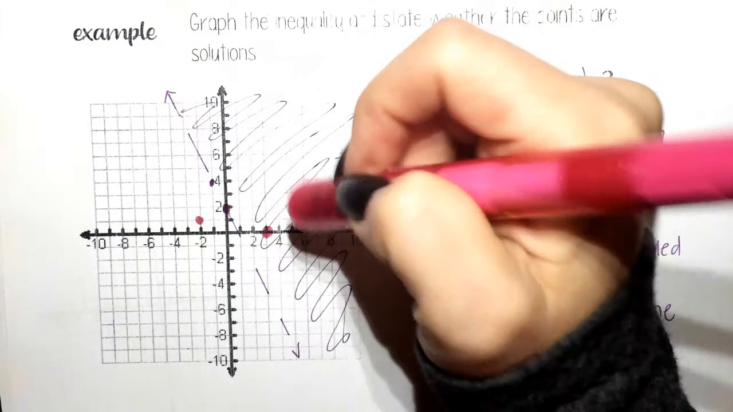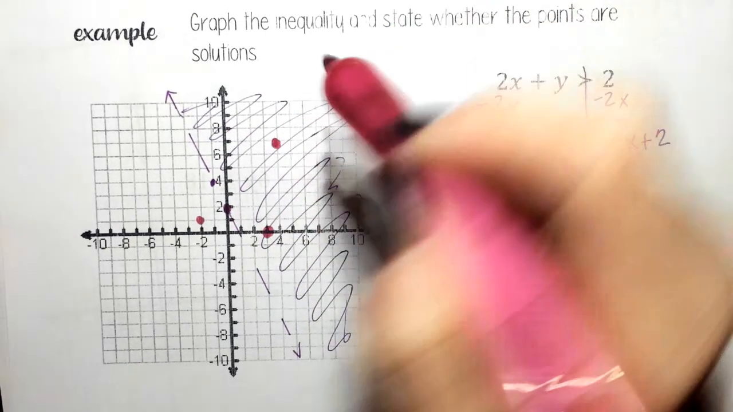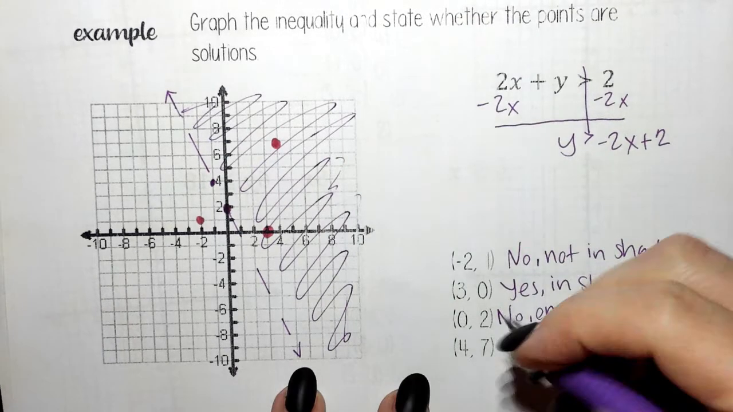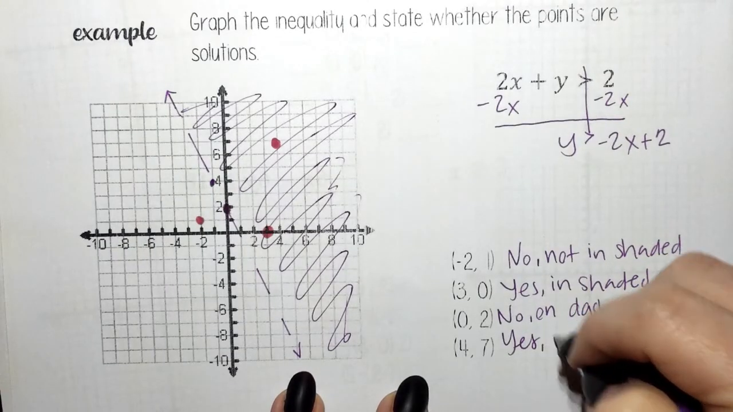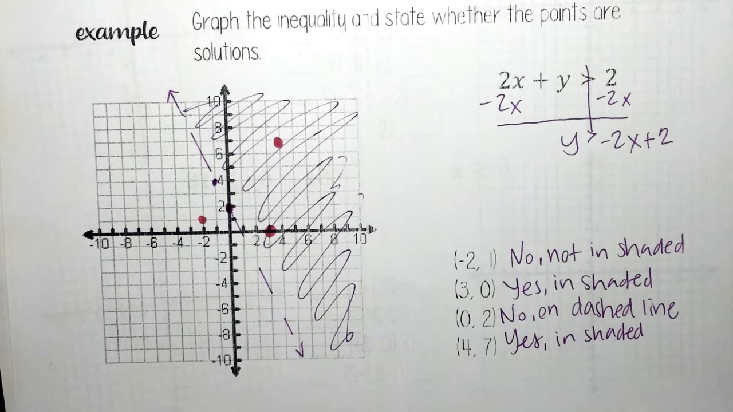And then 4, 7 is right here. So yes, that one is also in my shaded area. So that is a solution. So make sure your inequality is in slope-intercept form, graph it, and then tell whether the points are in the shaded area or on the solid lines.